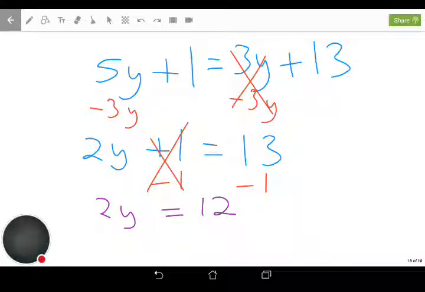2y is 2 times y, and we want y on its own. So we're going to divide both sides by 2 to get our final answer. 2 divided by 2 leaves you with 1, which is y, and 12 divided by 2 is 6. So we're left with y equals 6.